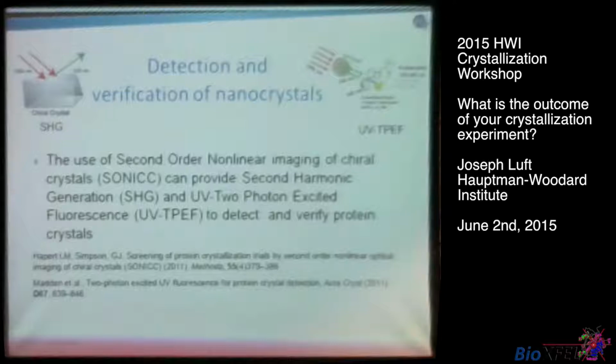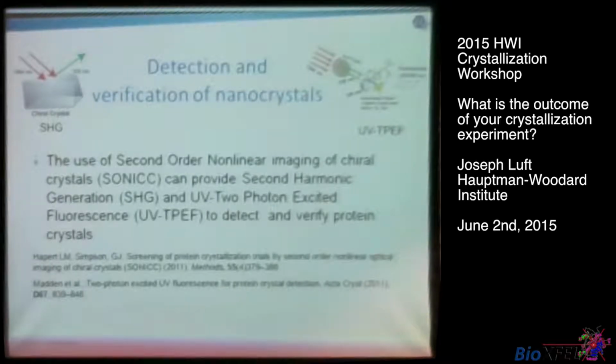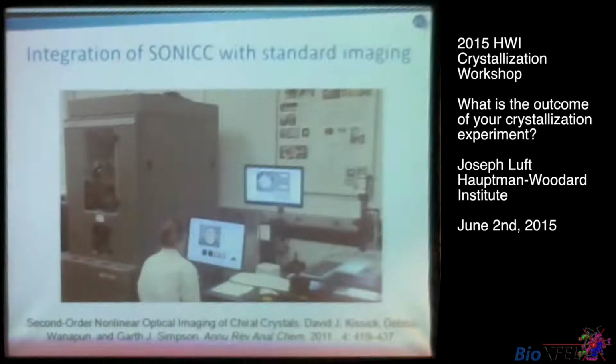But if you have the combination of the second harmonic generation and the UV two-photon excited fluorescence, then you have concrete verification that first you have crystals from the SHG, and second that you have protein crystals from the UV. Okay? So we can integrate the SONICC with standard imaging. The SONICC, it's great, it has a lot of huge benefits.